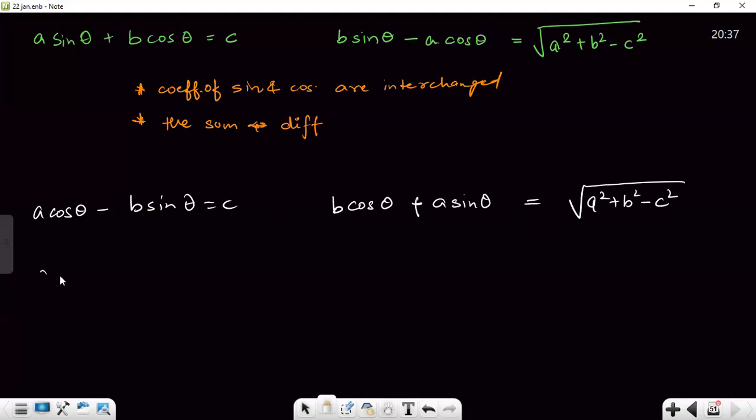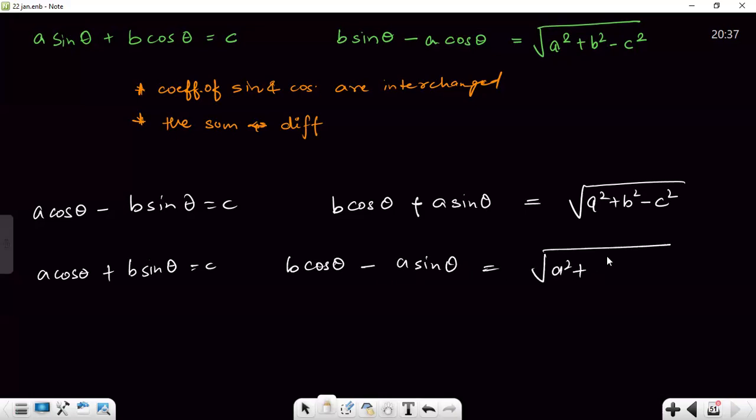Let's say A cos theta plus B sin theta is given as equal to C. Then also if we change the coefficients of sine and cosine theta and we change the sign, the result will be square root of A square plus B square minus C square.